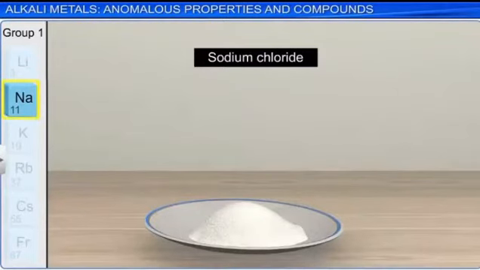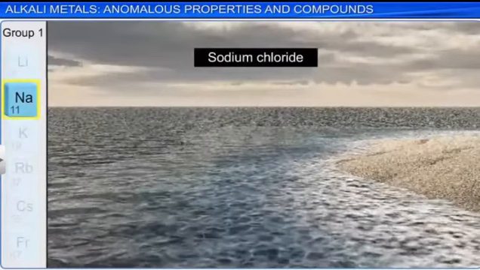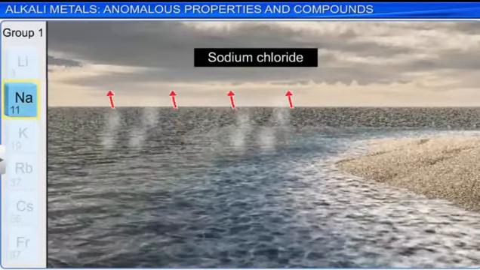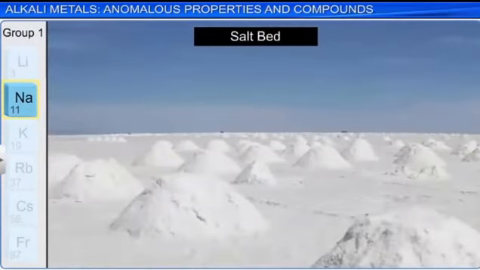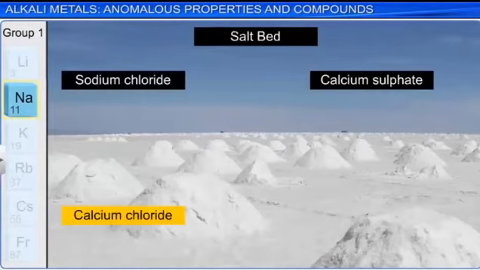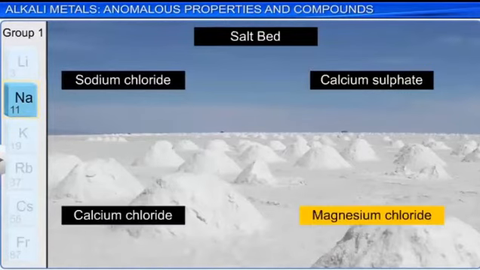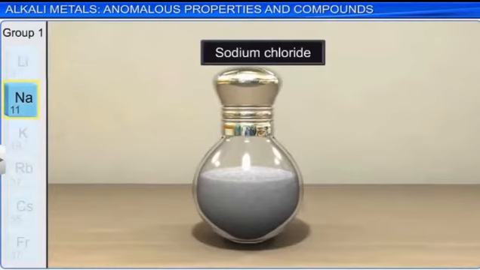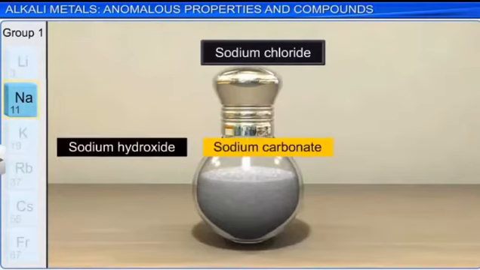Sodium chloride is another important compound of sodium. Seawater is an important source of sodium chloride. When seawater is evaporated, it leaves behind crude sodium chloride, which contains several impurities including calcium sulfate, calcium chloride and magnesium chloride. Sodium chloride is commonly used as table salt and in the preparation of other compounds that contain sodium, such as sodium hydroxide, sodium carbonate and sodium peroxide.